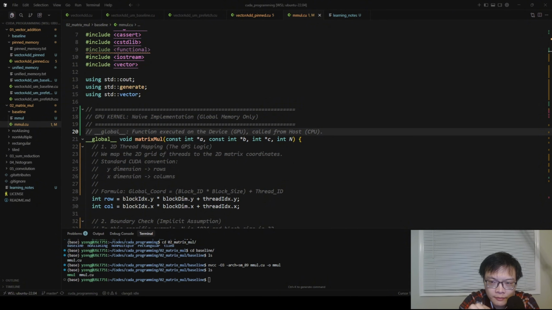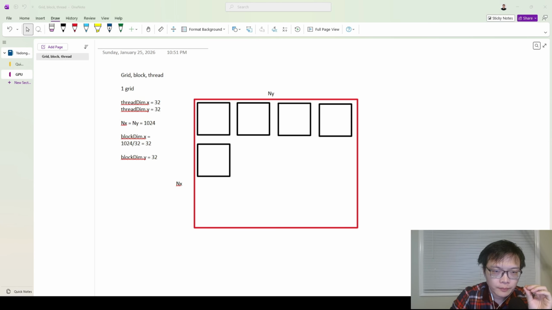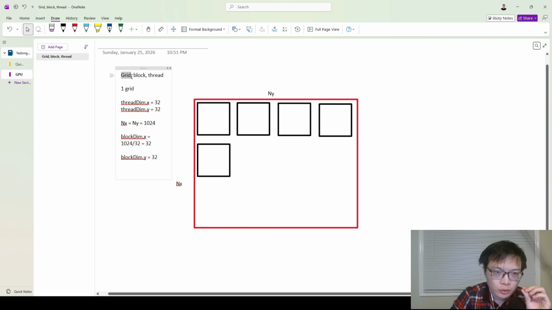For each element in matrix C, we take a row from matrix A and a column from matrix B, and then compute the dot product. But before that, let us review some basic settings of the GPU. We have the concept of a grid. For each grid, we have some blocks, and for each block, we have some threads.